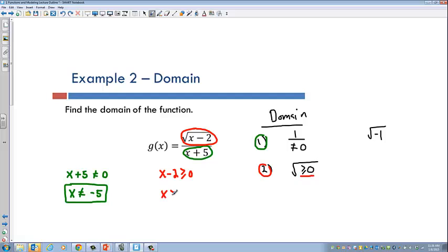So I have to make sure x is bigger than or equal to, so I'll move over the 2, I add 2 to both sides. So I have to make sure x is bigger than or equal to the number 2.